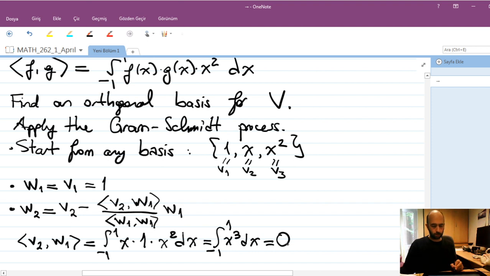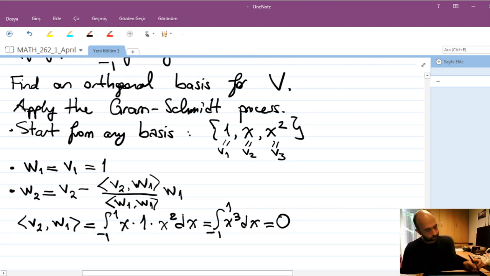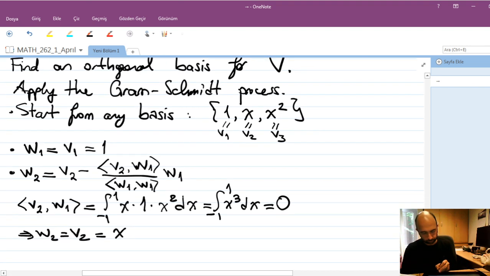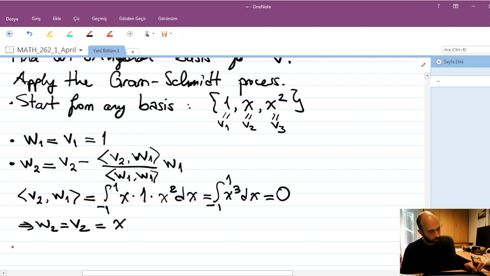Okay. Well, this relieves the computation a little bit. This means this is 0 and you could take w2 equals v2. It's kind of specific to this example, as we realize. If the situation was a little bit different, we would get something else. Okay, let's move on.